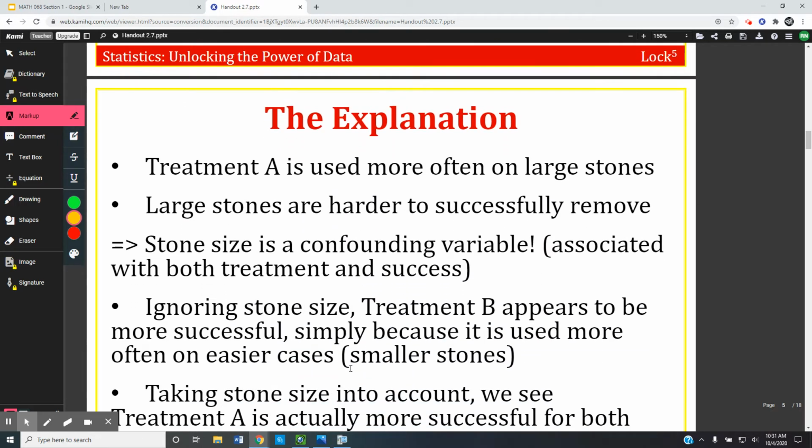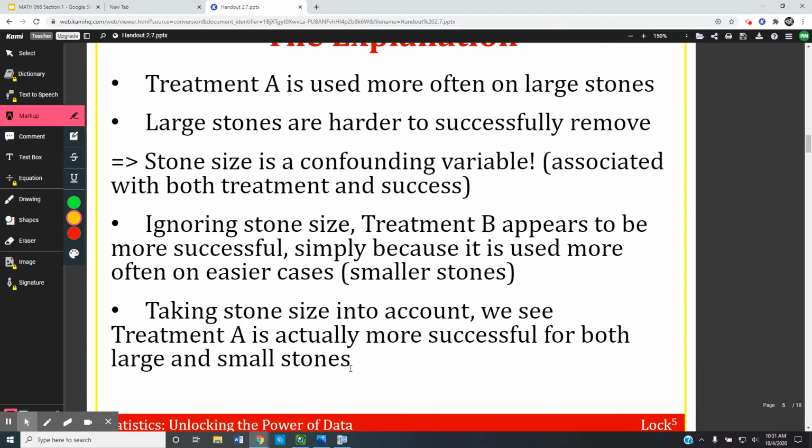And hence the part of this that matters for what this section talks about. If we ignore stone size, treatment B appears to be more successful, just based on the numbers. However, when you take the size of the stone into account, we see that treatment A is more successful in both large and small.